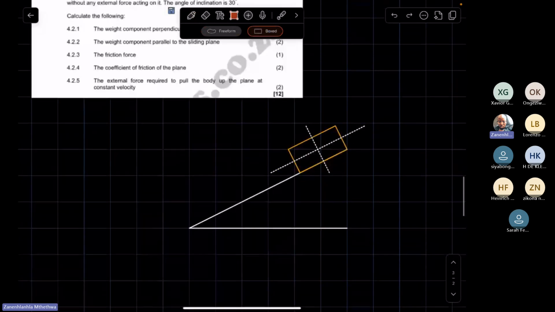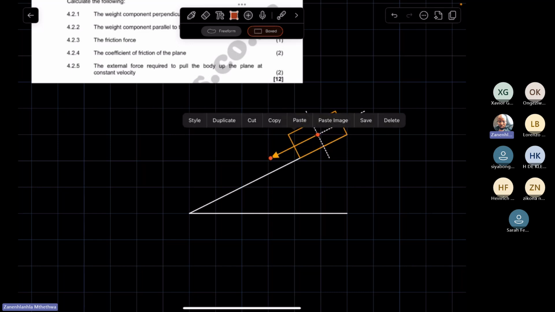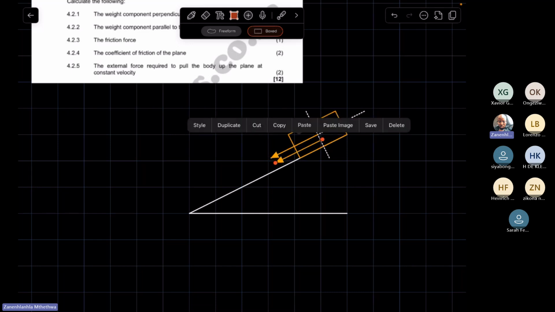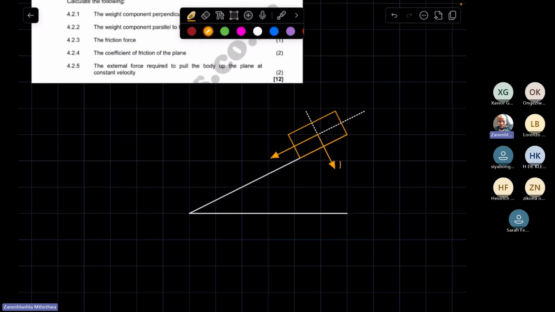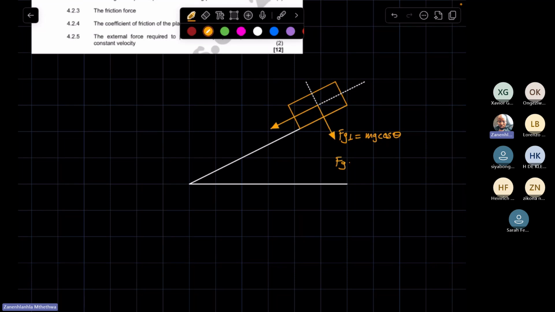Right. That is the component of gravitational force that's parallel to the plane and the one that's perpendicular to the plane. Right. We have FG perpendicular, that's mg cos theta, and FG parallel, that's mg sine theta.